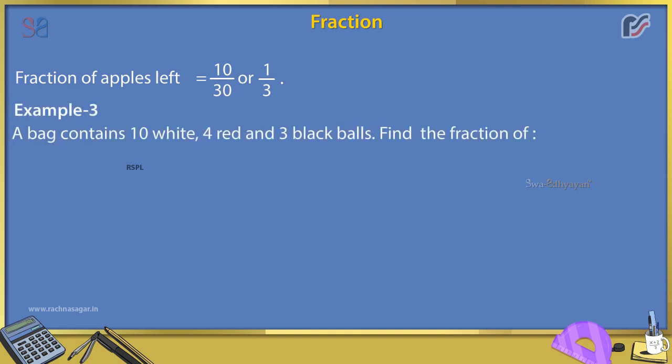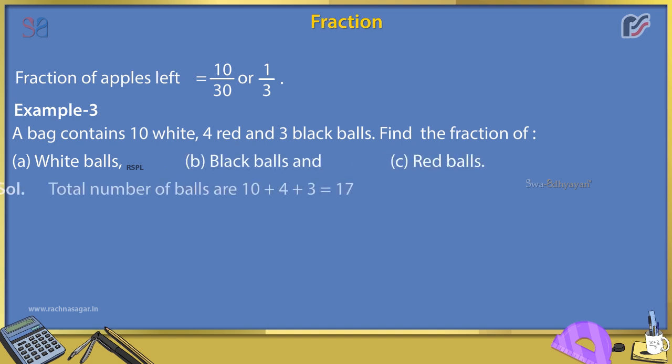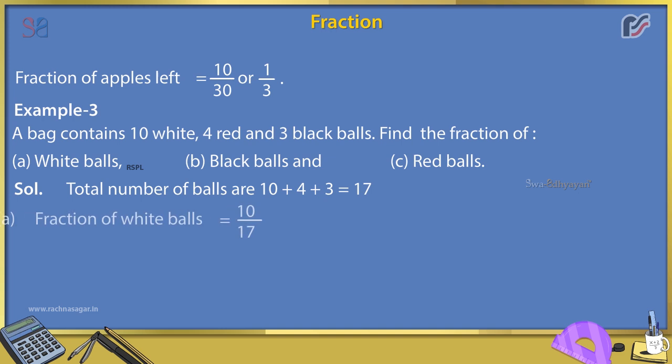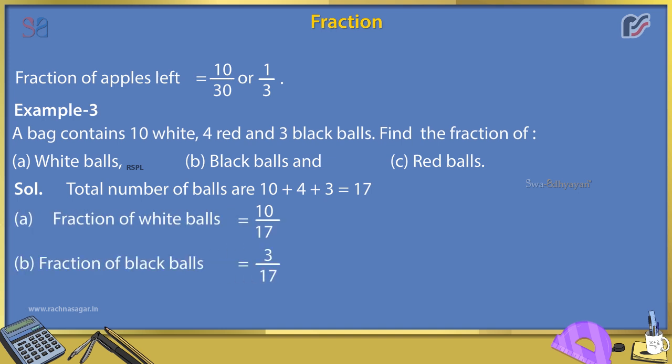Example 3. A bag contains 10 white, 4 red and 3 black balls. Find the fraction of A. White balls, B. Black balls and C. Red balls. Solution. Total number of balls are 10 plus 4 plus 3 is equal to 17. A. Fraction of white balls is equal to 10 by 17. B. Fraction of black balls is equal to 3 by 17. C. Fraction of red balls is equal to 4 by 17.